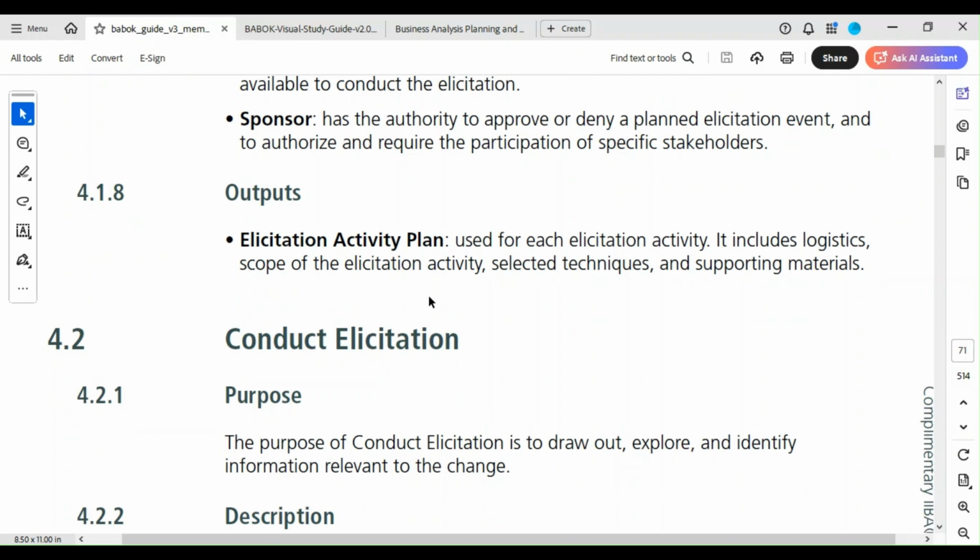Your output at the end of the day in this is the elicitation activity plan. You now have an elicitation activity plan. And remember, we are trying to prepare for elicitation. It is used for each elicitation activity, and it includes logistics, scope of the elicitation activity, selected techniques, and supporting documents. And we've come to the end of this.